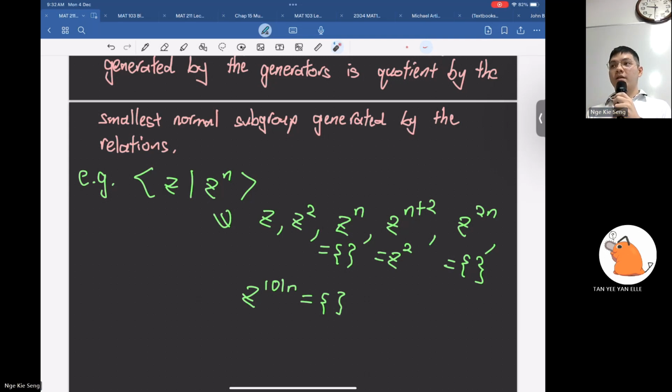Okay. Does it make sense? Okay or not? Yeah. So why is there a subgroup word? There's a normal subgroup popping up here. So if you consider Z, Z^n, Z^(-1), what does this word evaluate to?